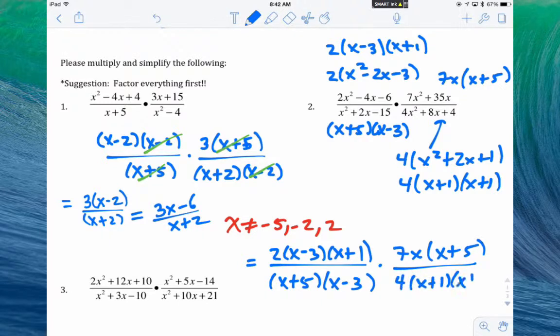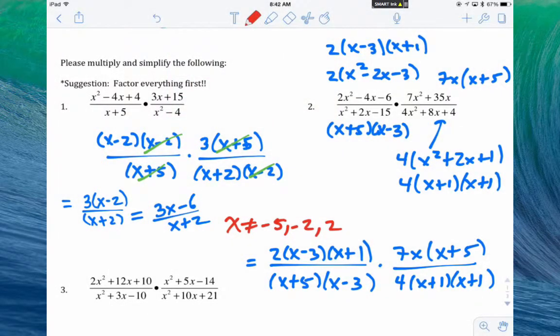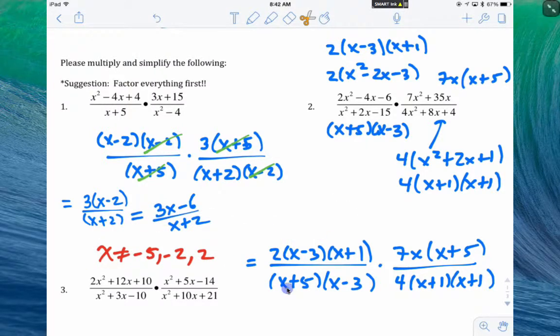All right, before we do any simplifying, let's make sure that we note our domain restrictions or our variable restrictions. Let's see, I think x cannot equal -5, it cannot equal 3, it can also not equal -1. So x cannot equal -5, 3, or -1. Let's see what we can simplify away. I see an x minus 3 in my numerator and denominator. I see an x plus 1 in my numerator and denominator. I see an x plus 5 in my numerator and denominator. All right, a lot of things are simplifying away.